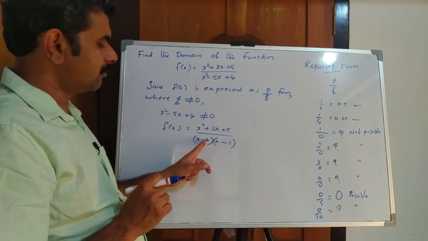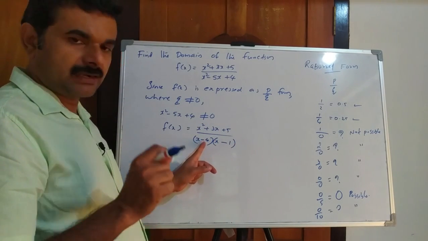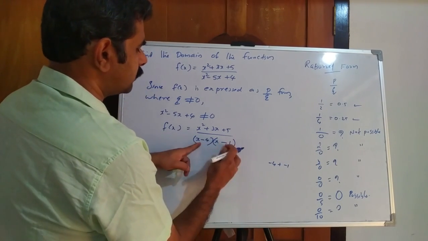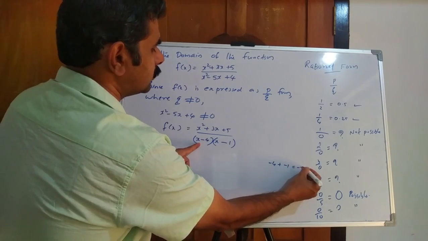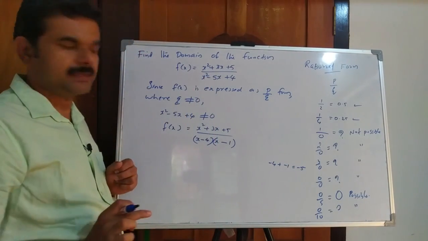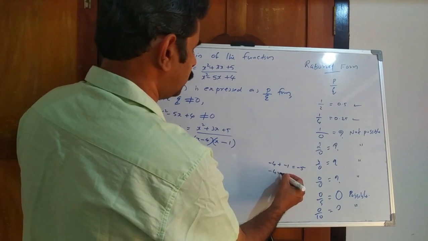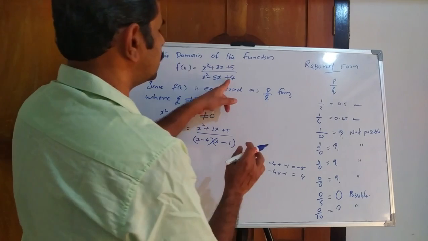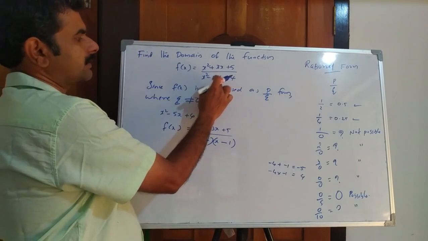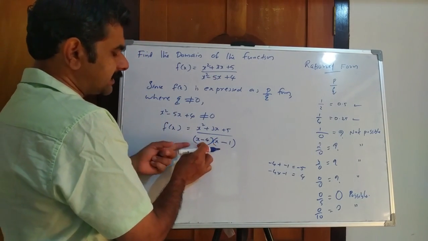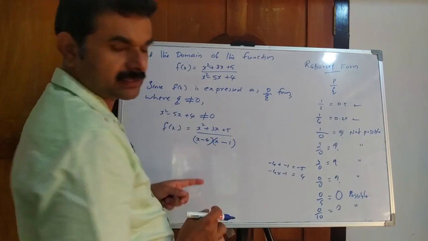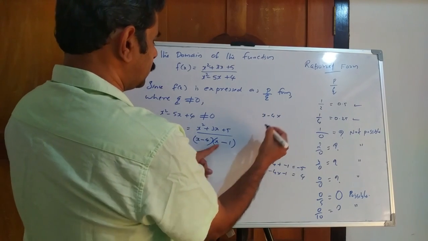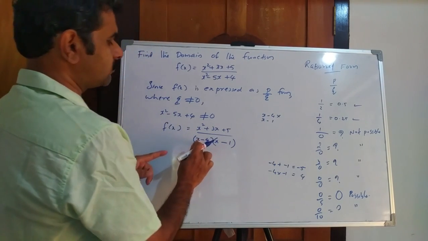When you assign minus 4 and minus 1, what is minus 4 plus minus 1? Minus 4 plus minus 1 is equal to minus 5. Similarly, minus 4 into minus 1: 4 into 1 is 4, and minus into minus is plus. Right. So x square minus 5x plus 4 can be factorized as x minus 4 into x minus 1. You can clear your doubt. x minus 4 into x minus 1.